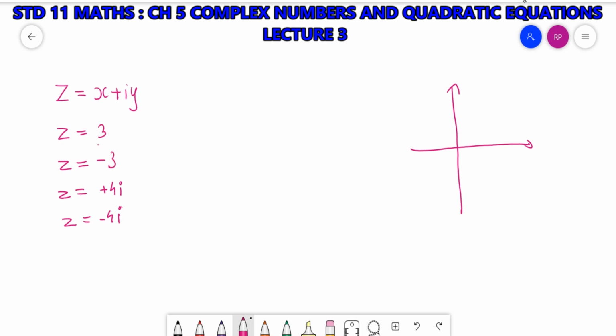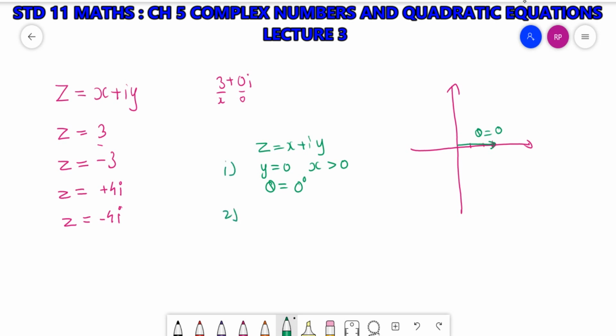Now see, 3 can be represented as 3 plus 0i. x is 3, y is 0. So how can I represent it? 1, 2, 3, the point (3, 0). So this is our vector. What is the angle in this case? Theta is equal to 0 degree. So remember, for z is equal to x plus iy, when y is equal to 0 and x is greater than 0, theta is equal to 0 degree. This is the first case.